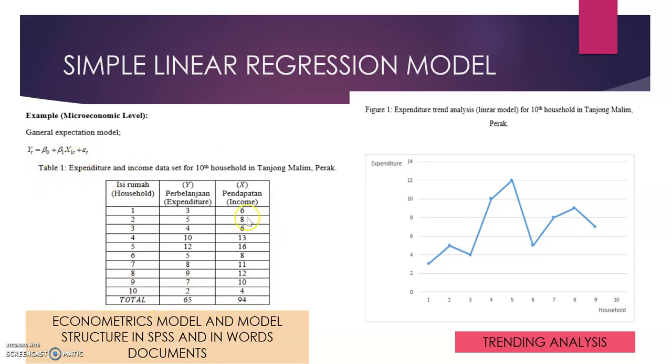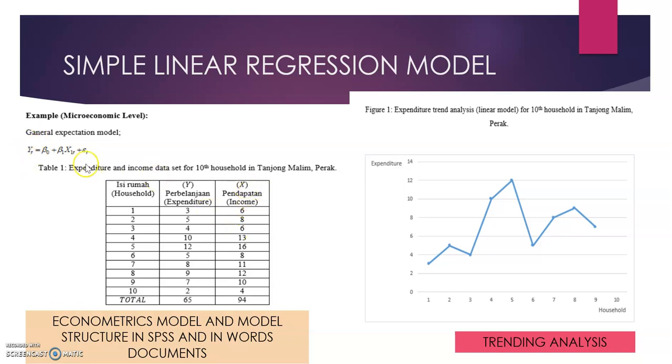Here we provide Table 1, which is a data set of 10 households, from household 1 until household 10, so the total number of observations here is 10. We also present the data for Yt, which is the expenditure for every household from household 1 until household 10 in Tanjung Malim, Perak. Y is the dependent variable; if we look at the general equation here, Y is presented on the left-hand side.